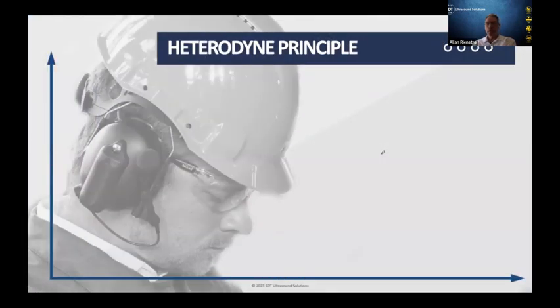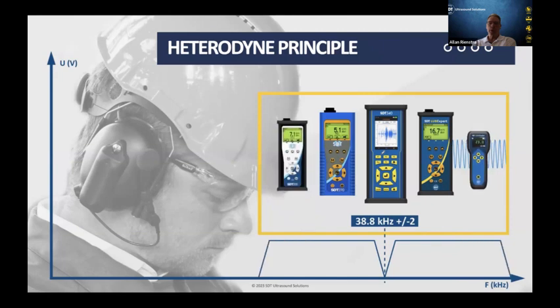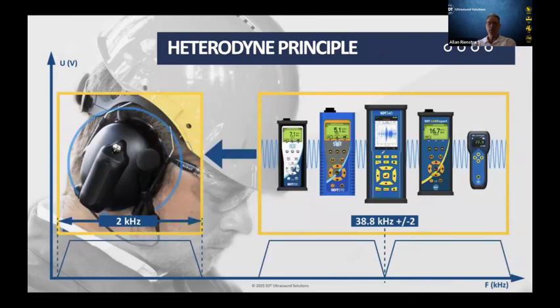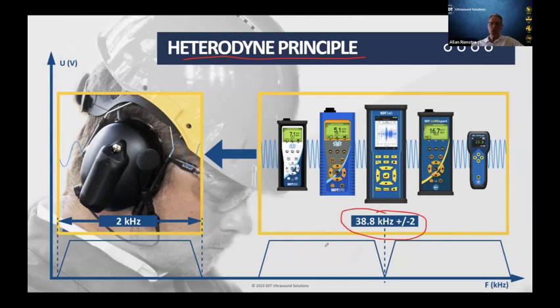ultrasonically. Now, something really important and something very cool has to happen for us to be able to hear ultrasound, and it's called the heterodyne principle. The heterodyne principle is trigonometry that allows us to have superhuman hearing. This trigonometry takes signals that are happening in the ultrasonic range and translates them to a frequency that we can hear in these noise attenuating headsets.